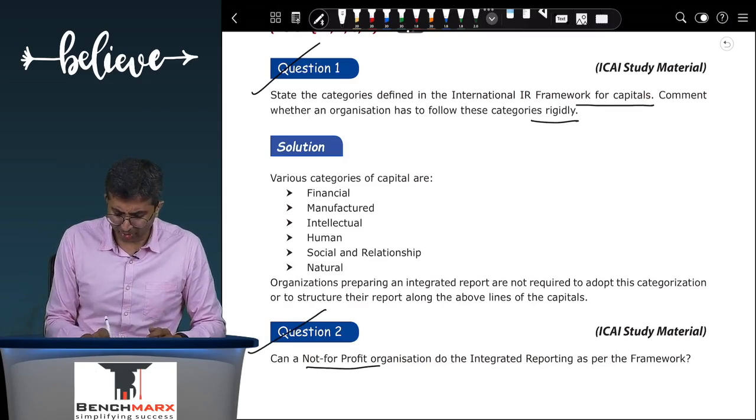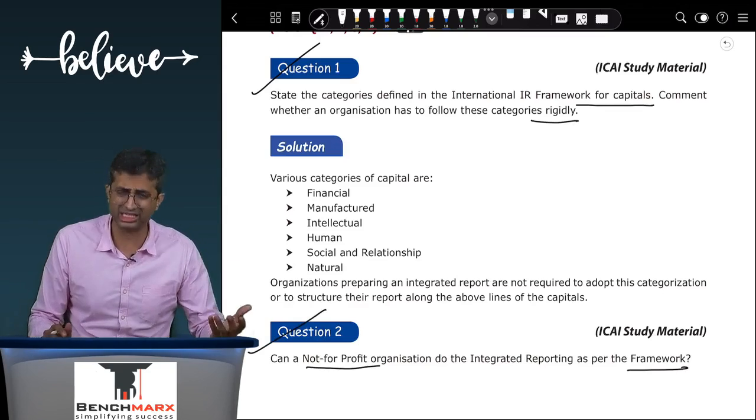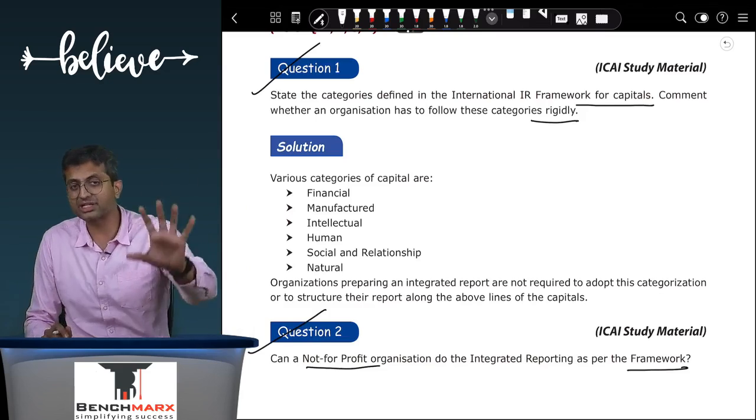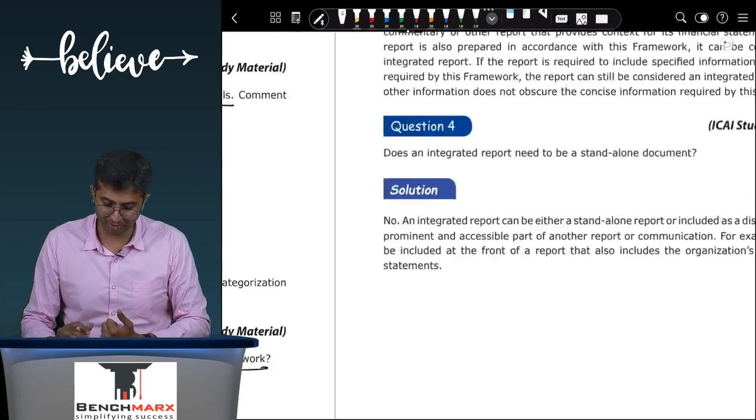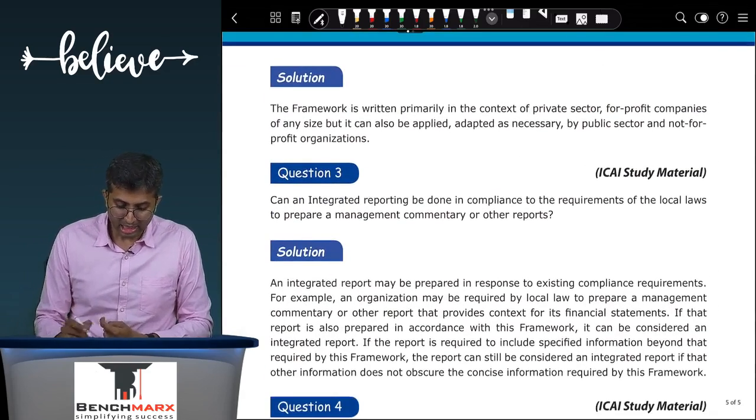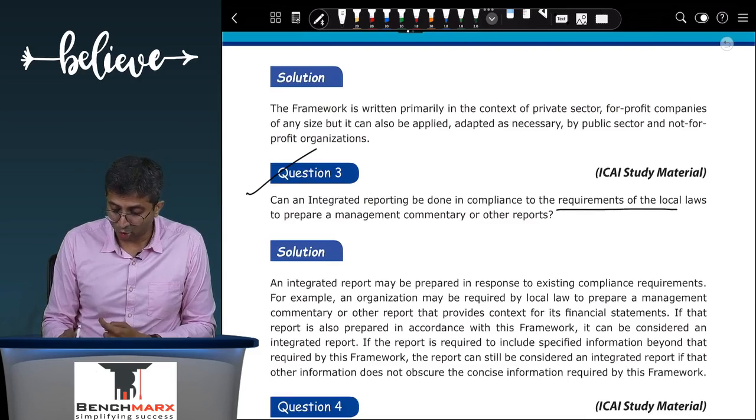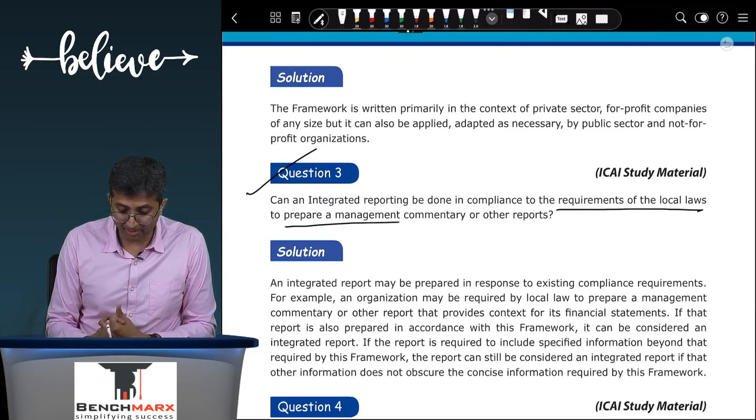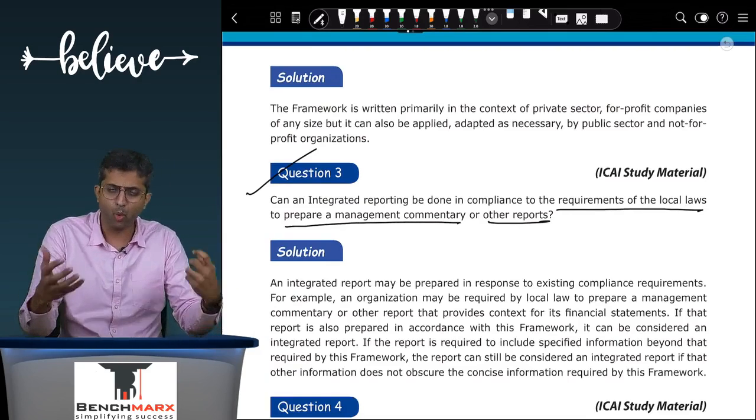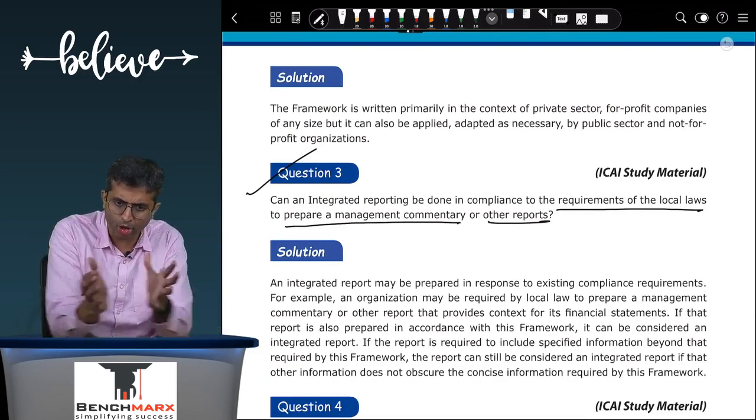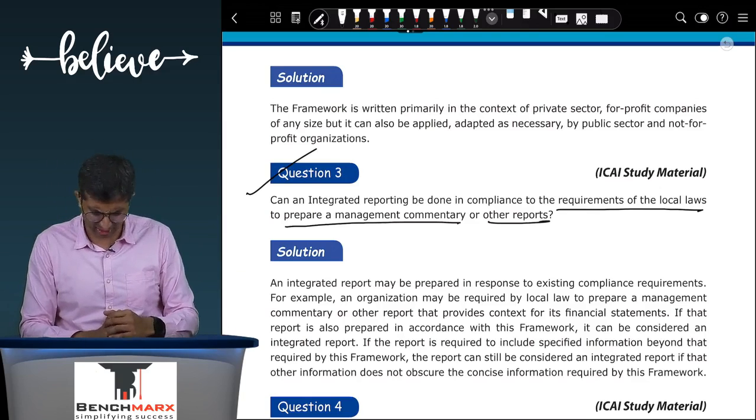Second, can a not-for-profit organization do the integrated reporting as per the framework? The answer is yes. The framework is largely for private sector entities, but it can be molded for even not-for-profit organizations. Third, can an integrated reporting be done in compliance with the requirements of the local laws to prepare a management commentary or other reports? Well, yes. If the report as per the local law is covering what an integrated report wants, you can very well use that as an integrated report as well.